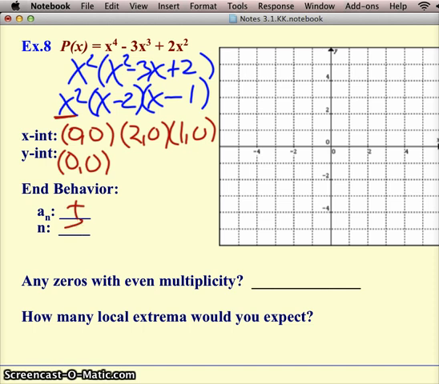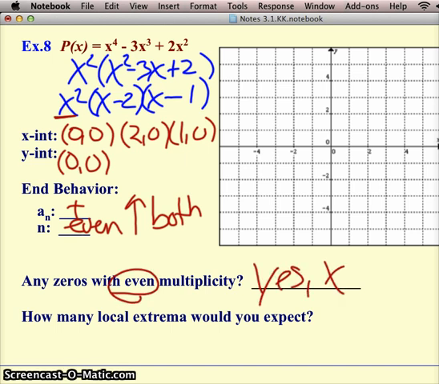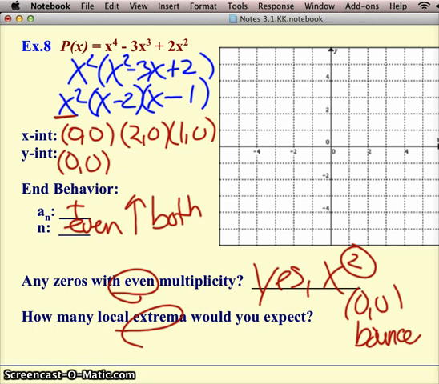In behavior, we're positive and even. That's up and up. Any even multiplicity? Yes. X squared. Which means at 0, 0, you're going to have the bounce. Extrema, 1 less than the degree, so we've got a degree of 4, so we'd expect 3 changes in direction. Now, let's go ahead and put those points on. 0, 1, and 2. And they're all packed in really tight, which means there isn't a lot of space for any big fluctuations, any big max and min changes. So I'm not too concerned about additional points.